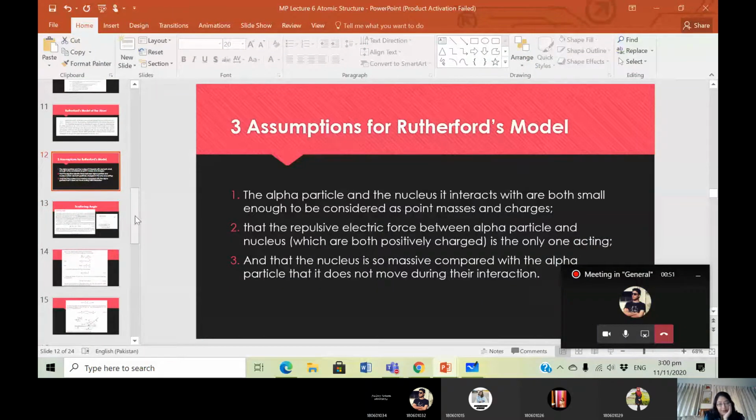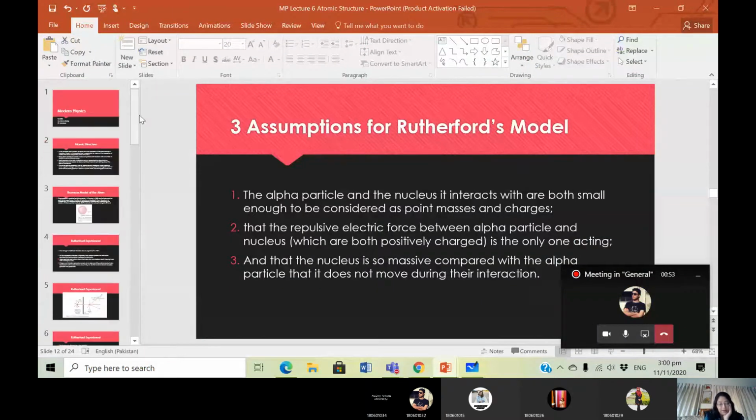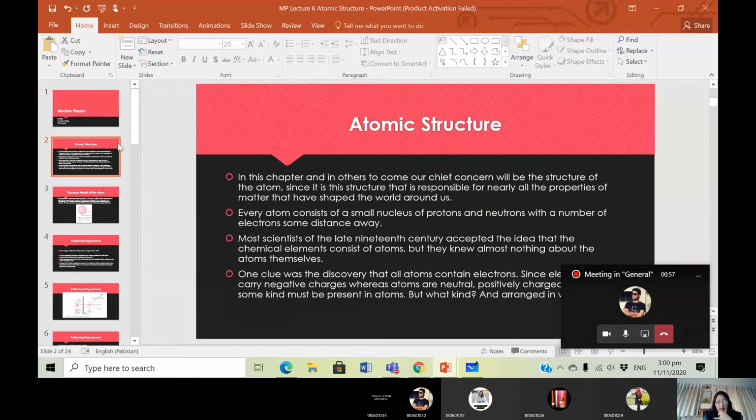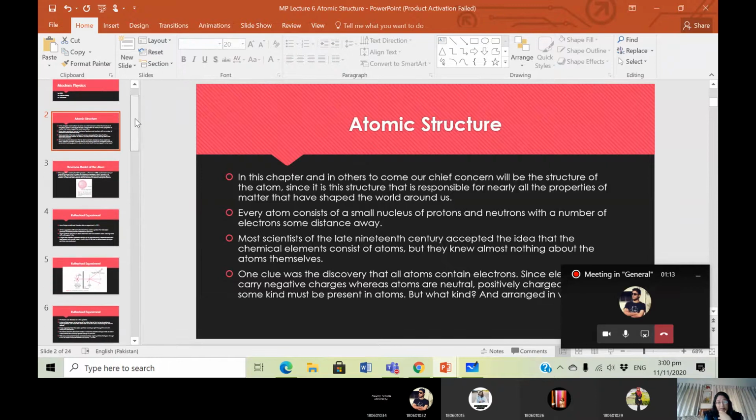So yesterday we were talking about Rutherford's model of the atom. We started the chapter on atomic structure, and we were talking about the different properties of the atom. We know that the atom contains a central nucleus, which has protons and neutrons, and around them are orbiting electrons. But that was Thomson's model.